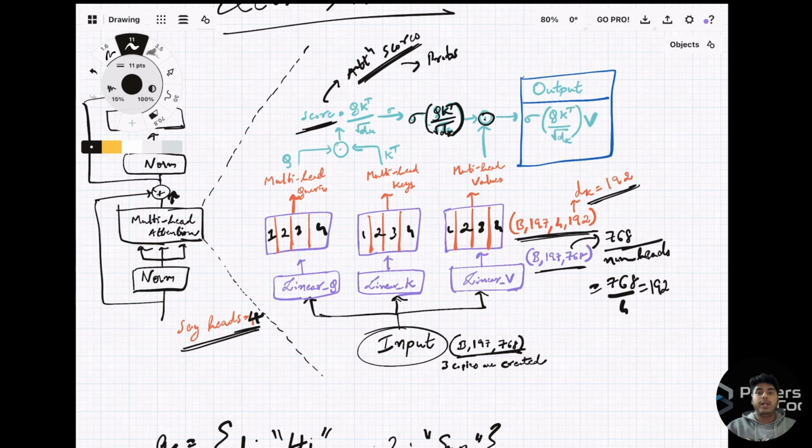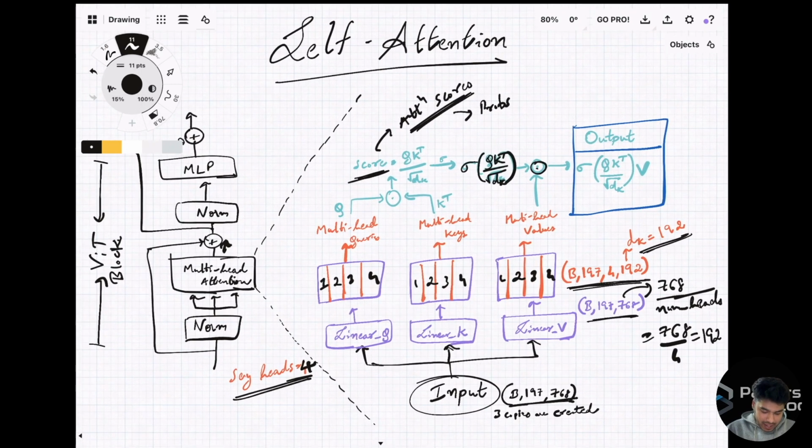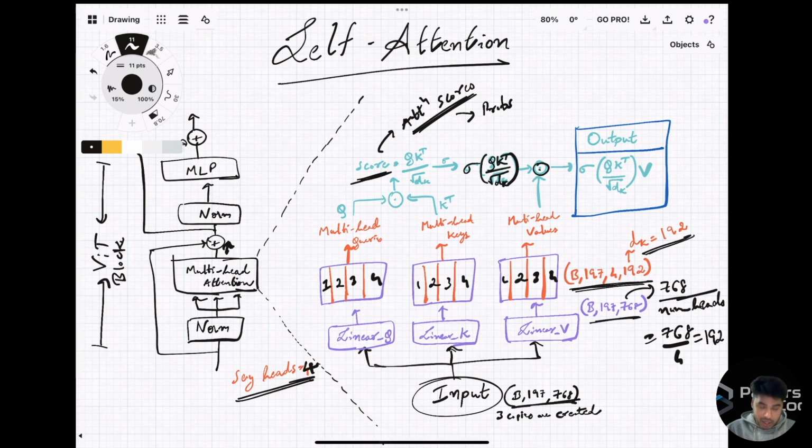So this is the intuition behind self-attention, and it is not the easiest thing to understand in the first go, but I hope I have done a decent job of making you all understand why there are certain formulas and why it makes sense. Let's look at the code.